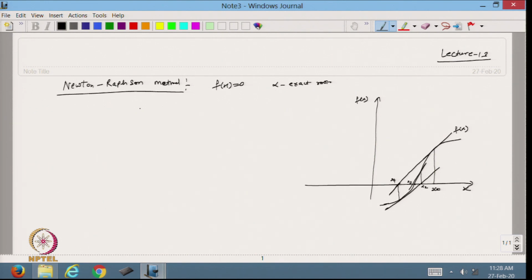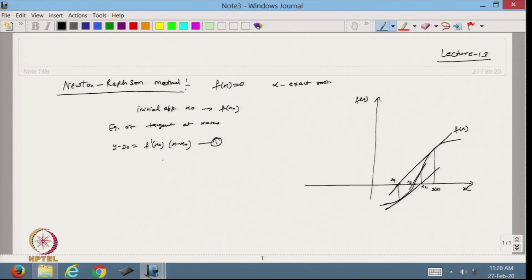So how does it work? I start with the initial approximation, that is my x0. Based on this I get my f of x0. Then I write the equation of the tangent at x equal to x naught. This is y minus y naught equal to f dash at x naught times x minus x naught. That is the equation I can take as equation number 1.